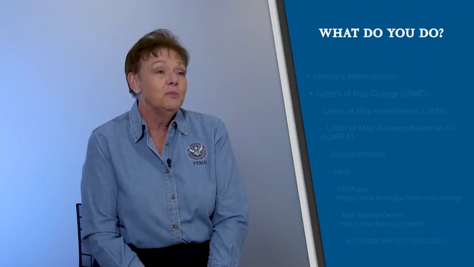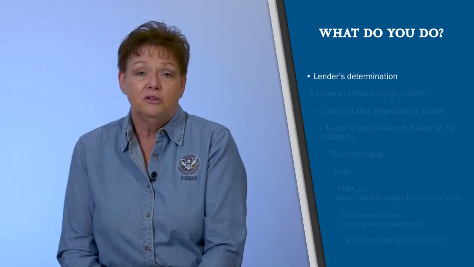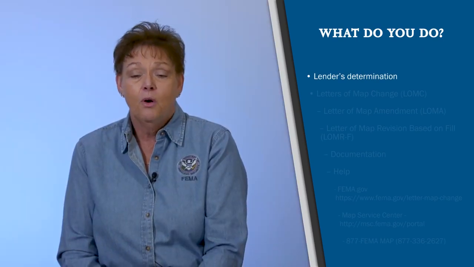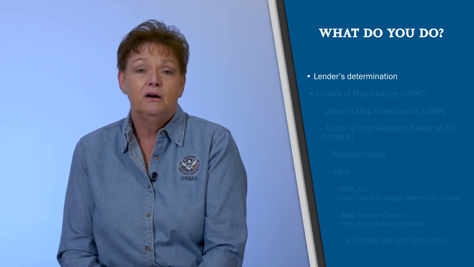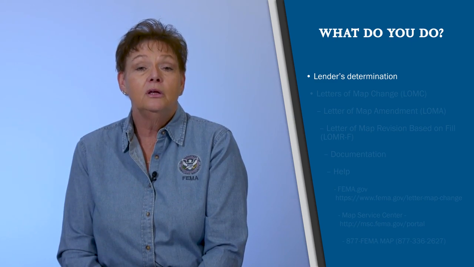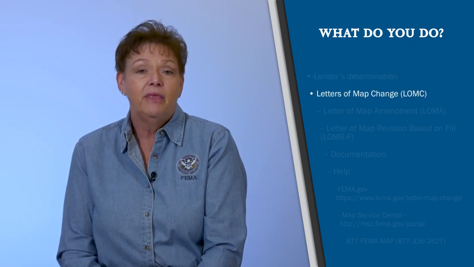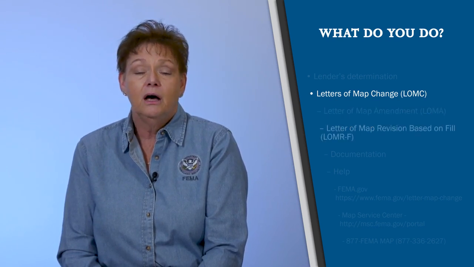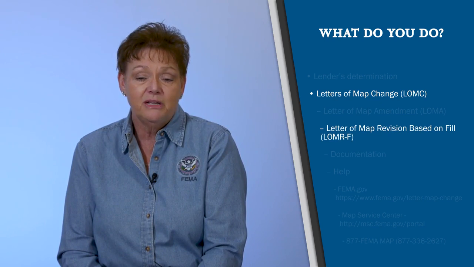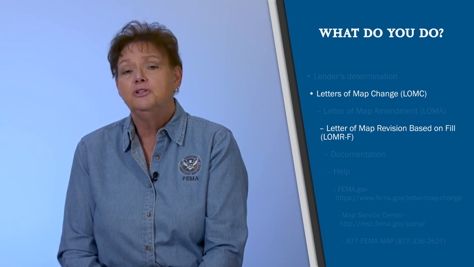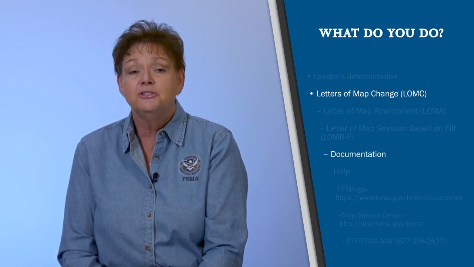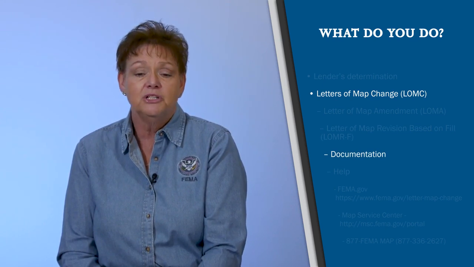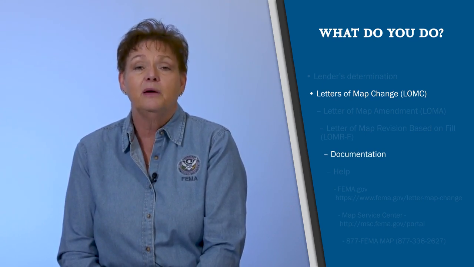So there are other ways to determine close calls. You can look at the standard flood hazard determination form from the lender or from your own zone determination from your company. You can also do letters of map change. They can apply for a letter of map amendment if the structure is on natural ground, or if it's been elevated by fill, it can be done through a letter of map revision based on fill. Both of those will be determined by an application that you can find online, a copy of the elevation certificate, or any other supporting documentation that is required for that letter of map change application.